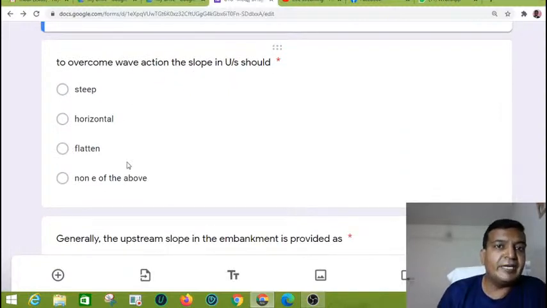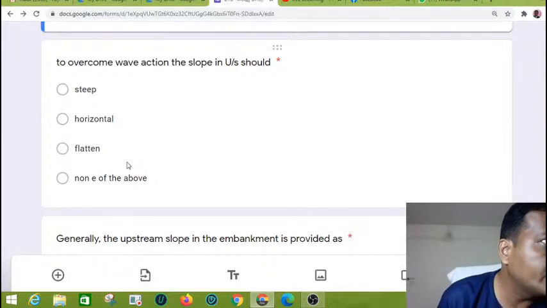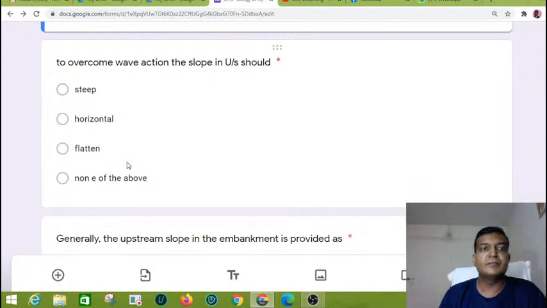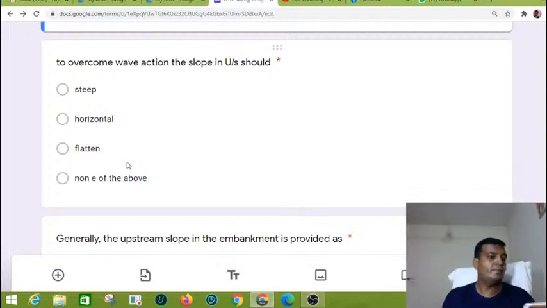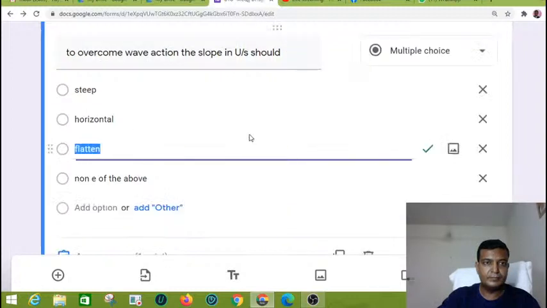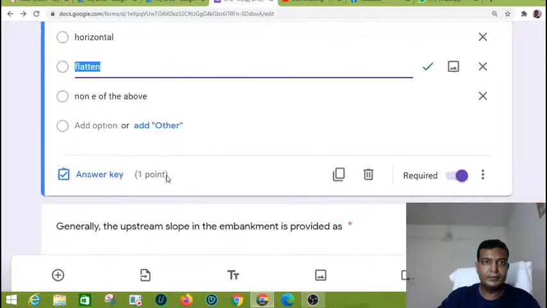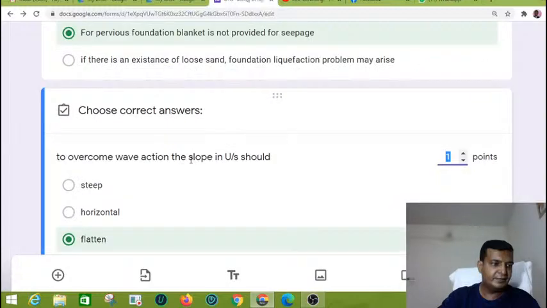To overcome wave action, the slope in upstream should be steep, horizontal, flatten. Answer key is flatten.